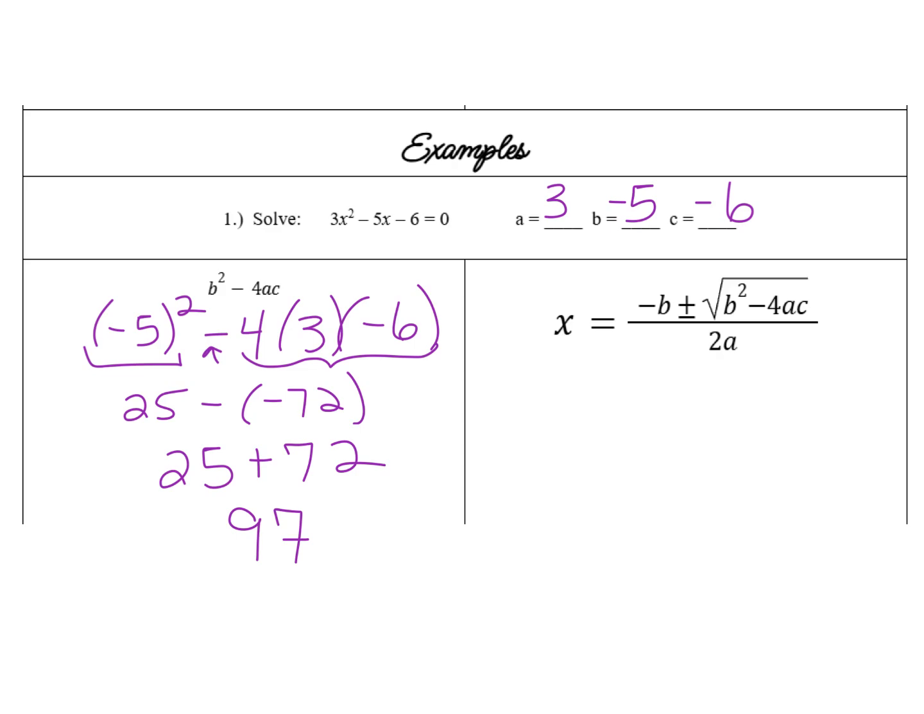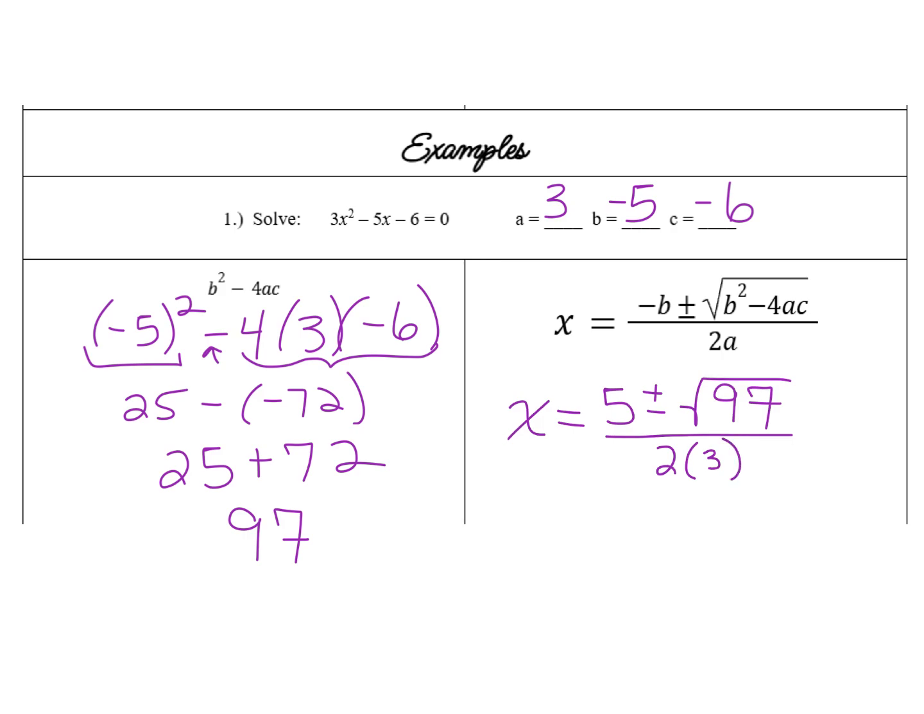So now let's go over here and look at the formula. So the value of x is going to equal negative b, or the opposite of b. So negative b would be 5, because since b is negative 5, that means negative 5 is positive b. Okay, so positive 5 plus or minus the square root of the b squared minus 4ac we just did off to the left, that's 97, over 2 times a. So that's 2 times 3.